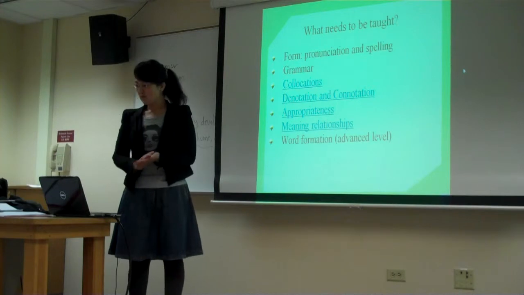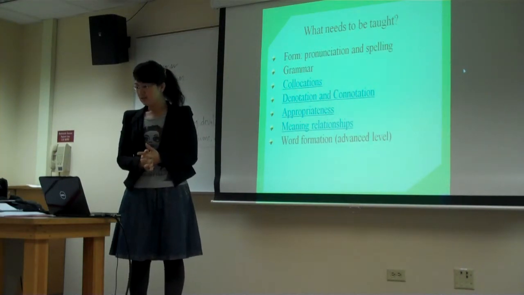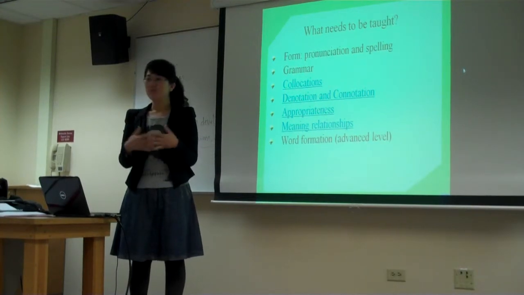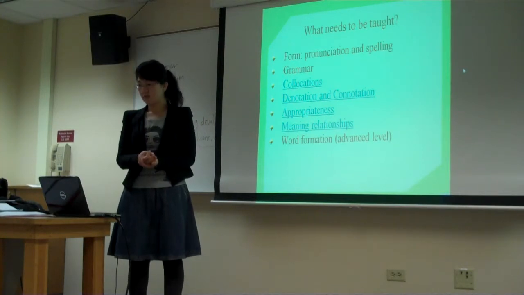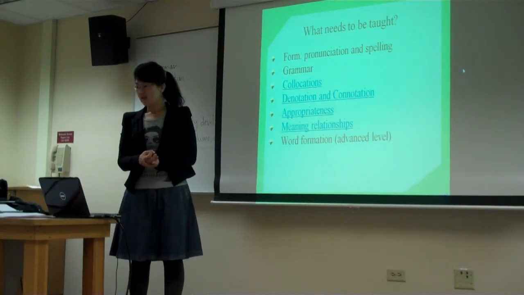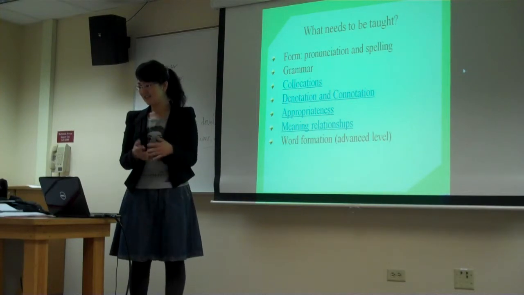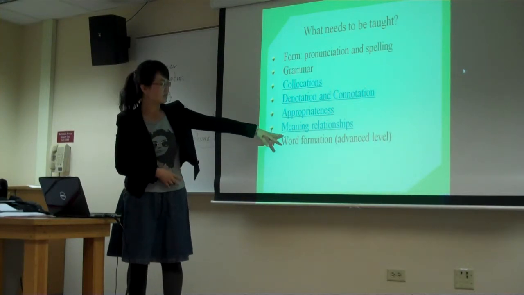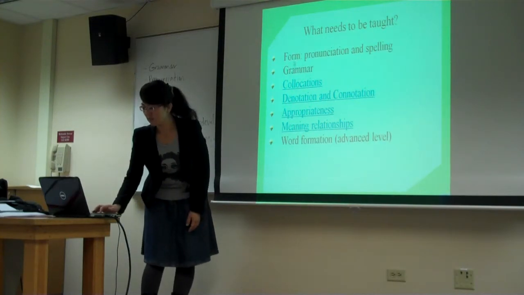when we teach vocabulary, what needs to be taught? For example, we should teach students the form, right? Pronunciation and spelling. That is the most important one. And then the grammar. And then we have to teach students the collocations between different words, and denotations and connotations, appropriateness, and meaning relationships, and word formation. And let's look at it one by one.